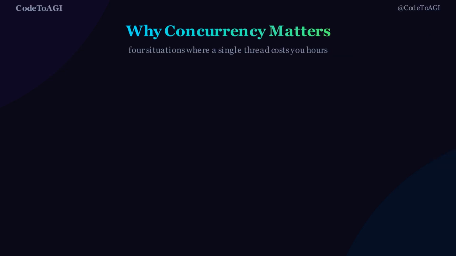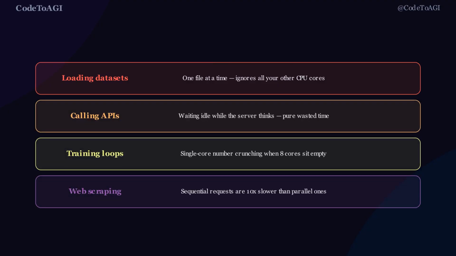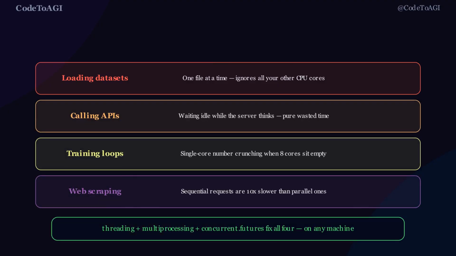For situations where a single thread costs you hours. First, loading datasets one file at a time. You have 8 cores and you're using exactly 1. Second, calling APIs sequentially in a loop. While you wait for the server, your CPU sits idle. Third, single-core math in training loops. All that matrix multiplication using 1 core by default. Fourth, sequential web scraping is 10 times slower. Concurrency fixes all 4 with the same Python you already know.